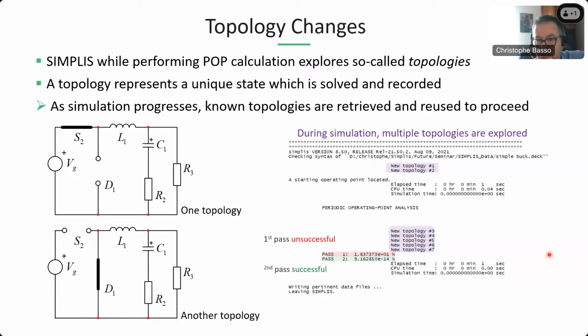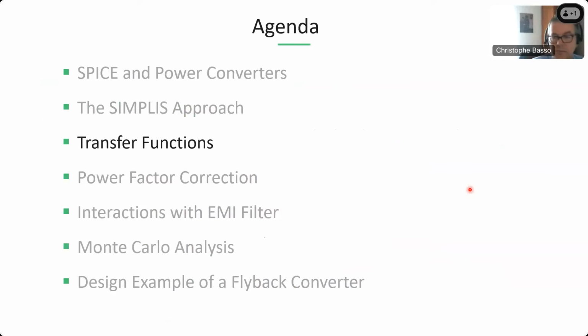So Simplis progresses in its process by identifying and solving what they call topologies. A topology is a unique combination of switching states operating on specific piecewise linear segments of each piecewise linear device and states of logic gate outputs, for instance. So Simplis indicates the number of topologies which are displayed here and how many are explored during the simulation process. It also indicates how many passes were involved to finalize the simulation and of course converge towards the steady state. So when the operating point is found, after a few tens of seconds, it's time to run the AC analysis.